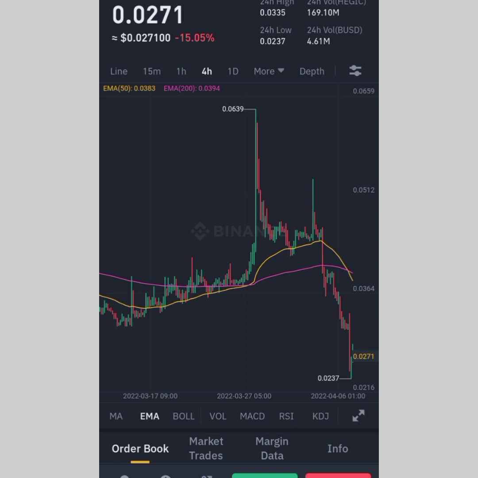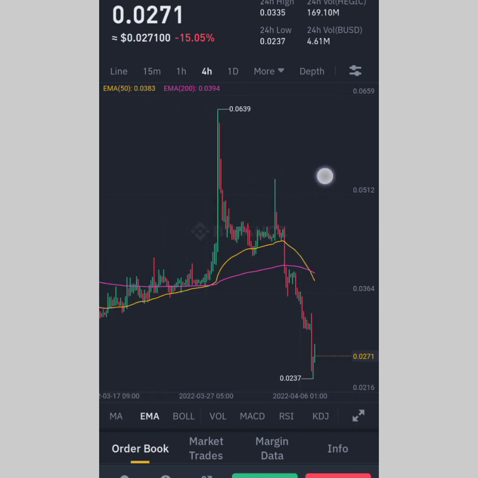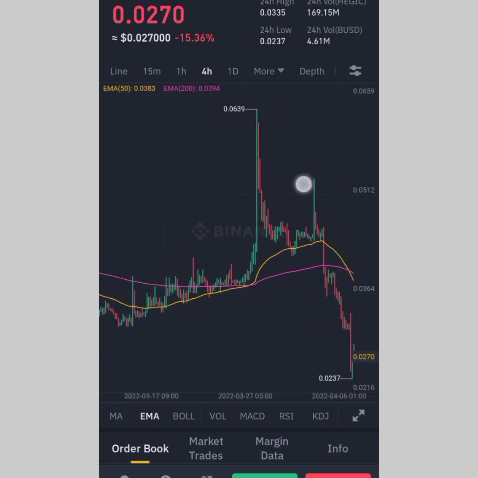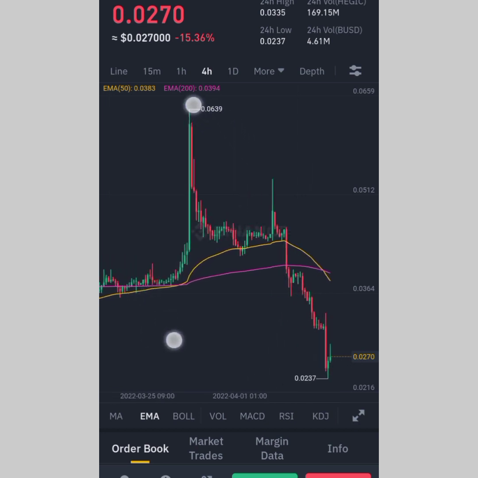The EMA shows you the trend direction. It also helps you to position your support zone. So basically, this is how to set up your EMA. I like the 50 and 200 a lot, because it reduces the noise in my chart.